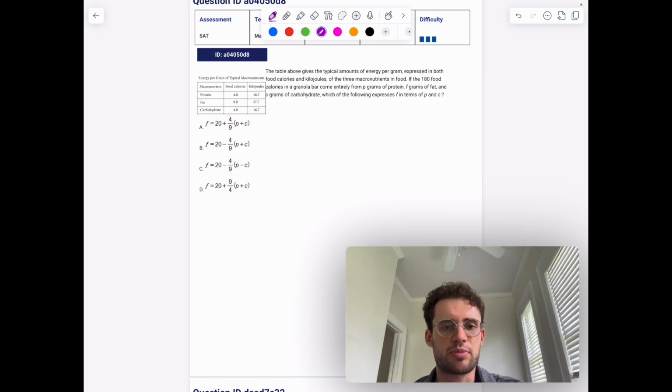The table above, or it's actually a table to the left, gives the typical amounts of energy per gram expressed in both food calories and kilojoules. We have the same table in the medium section as well. It says of the 3 macronutrients, so protein, fat, carbohydrate. They should write lipid here, but I don't know, they put fat.